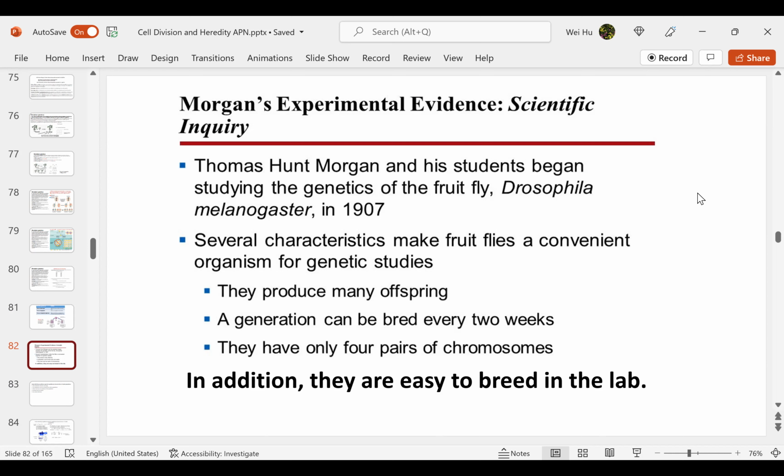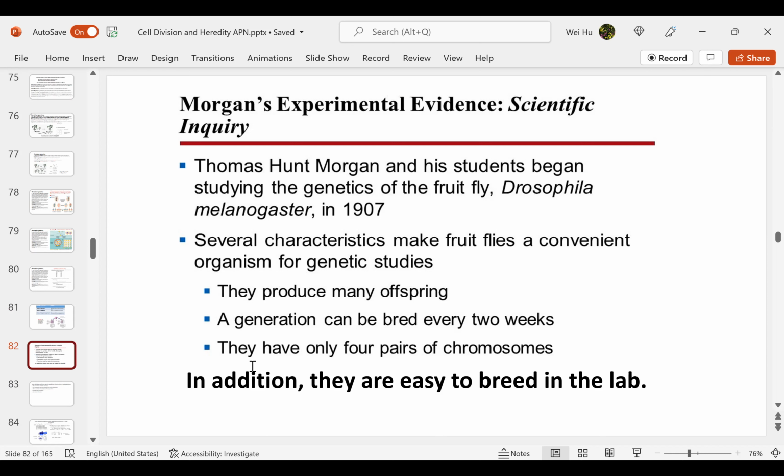So now scientists started using Drosophila, which is the fruit fly. They have certain advantages for doing genetics experiments. Number one, they can make offspring easily, so they can produce many offspring. Number two, the breeding season is very short. They only have a 2-week breeding season.